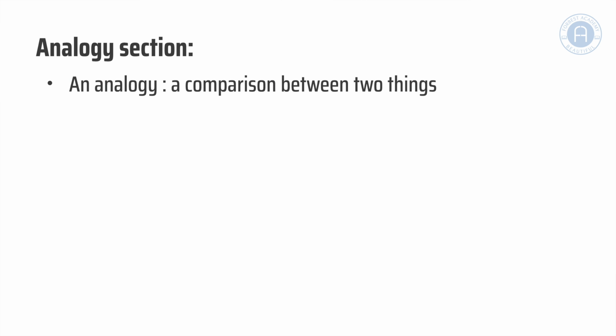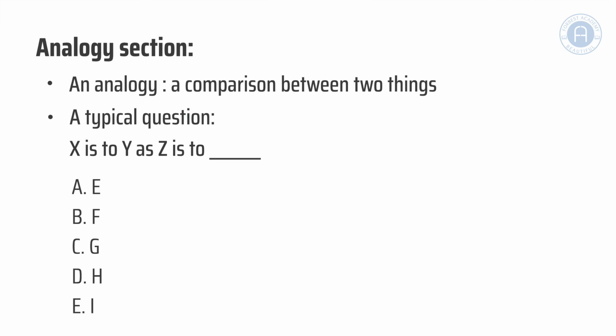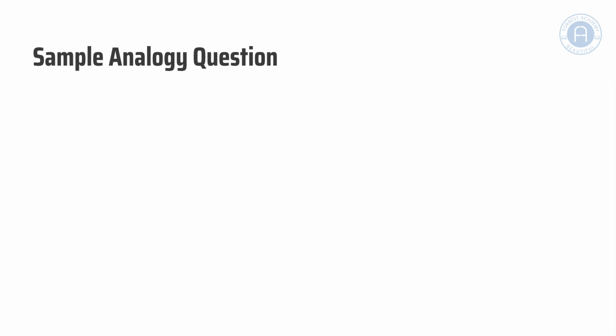Now let's turn to the analogy questions, which are equally challenging as they require us to use our critical thinking skills and analyze the relationship between words from different perspectives. An analogy is defined as a comparison between two things, typically for the purpose of explanation or clarification. A typical analogy question is phrased in the following way. X is to Y as Z is to. In the following question, we are required to identify an analogy of associated location.